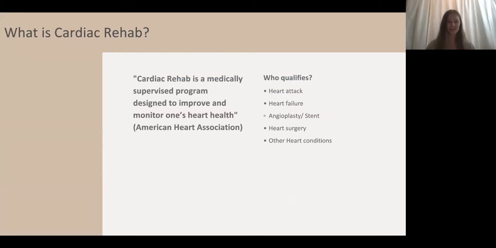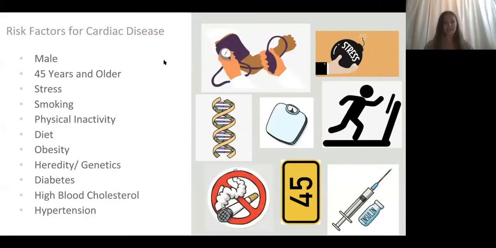So first off, what is cardiac rehab? As stated by the American Heart Association, cardiac rehab is a medically supervised program designed to improve and monitor one's heart health. So who qualifies? Anyone who's had a heart attack, heart failure, angioplasty or stent, heart surgery, and other heart conditions. Risk factors for cardiac disease include being male, 45 years and older, stress, smoking, physical inactivity, diet, obesity, heredity and genetics, diabetes, high blood cholesterol, and hypertension, otherwise known as high blood pressure.